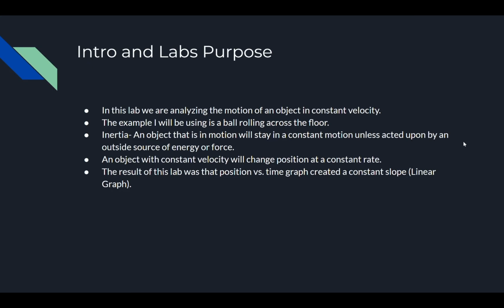In this lab, I will be analyzing the motion of a ball rolling across the floor, and we will be analyzing Newton's second law of motion, F equals ma, or inertia: an object in motion will stay in motion unless acted on by an outside force. And an object with constant velocity will change its position at a constant rate because it has zero acceleration. The result of this lab was that in my position versus time graph, we had a constant slope, a constant downward slope.